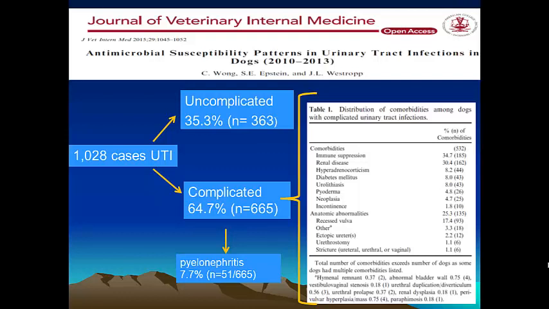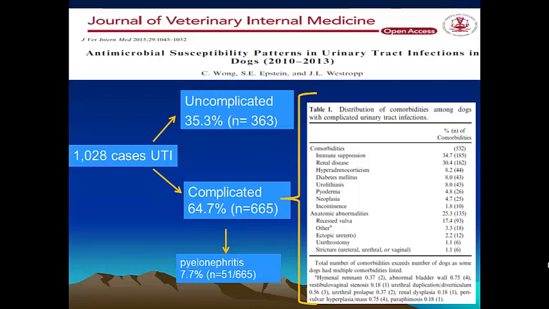Historically, a population of dogs with the three main categories of urinary tract disease, how the use of antimicrobials was associated with resistance. And as you can see, they had a population of 1,028 cases of urinary tract disease, and they were classified as uncomplicated, complicated, and pyelonephritis. And as you can see, they provided a table for dogs with complicated urinary tract disease with comorbidities that were identified at the time of diagnosis.